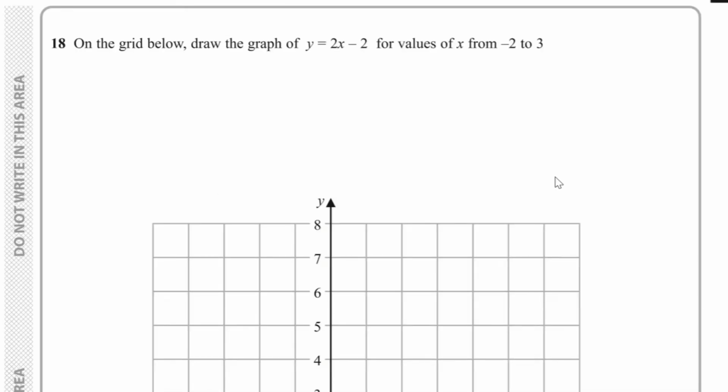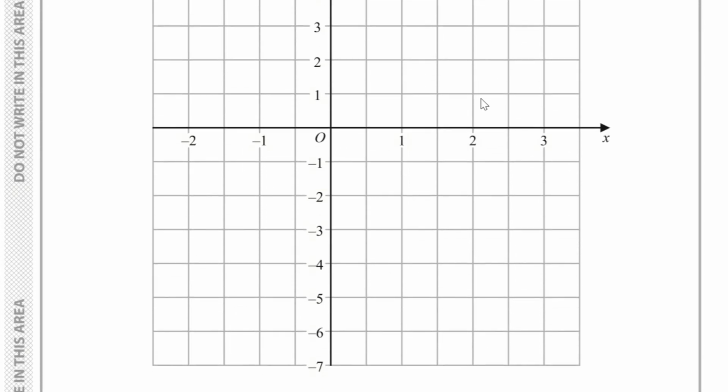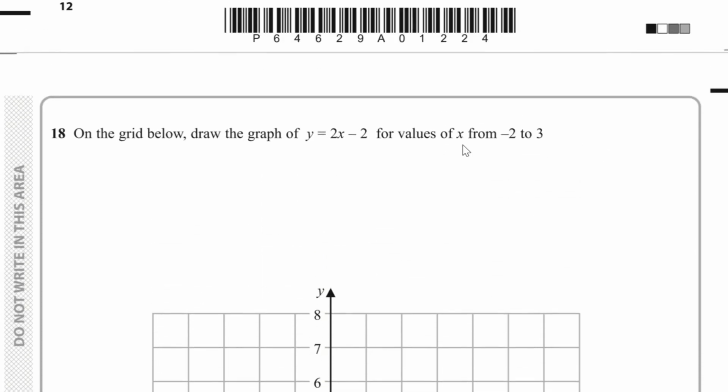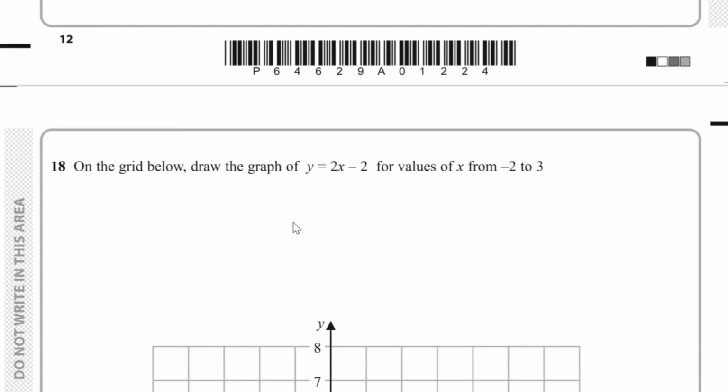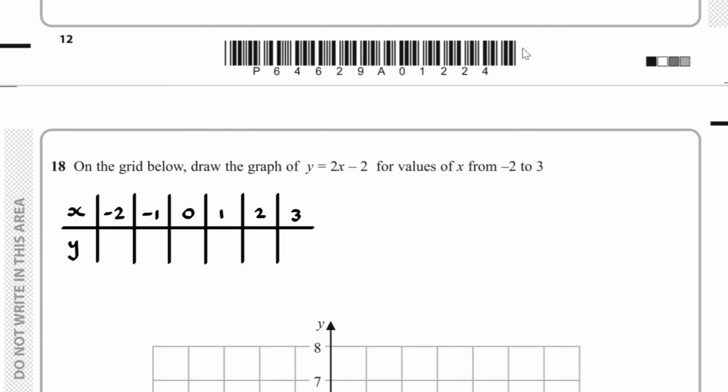Question number 18. On the grid below, we have to draw the graph of y equals 2x minus 2 for values of x between minus 2 and 3. Well, what we need to do is create a table of values. Here we have our table from minus 2 to 3.